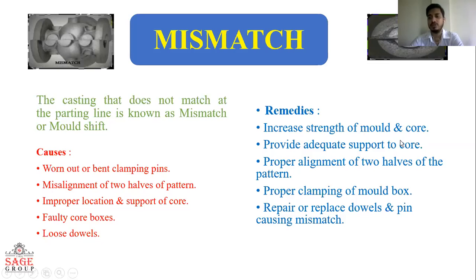And what are the remedies to remove it? Increase the strength of the mold and core, provide adequate support to the core, proper alignment of the two halves of the pattern, proper clamping of the mold box, and repair or replace dowel pins and push pins causing mismatch. These are the remedies that we can take in our casting procedure so that this type of defect does not occur.